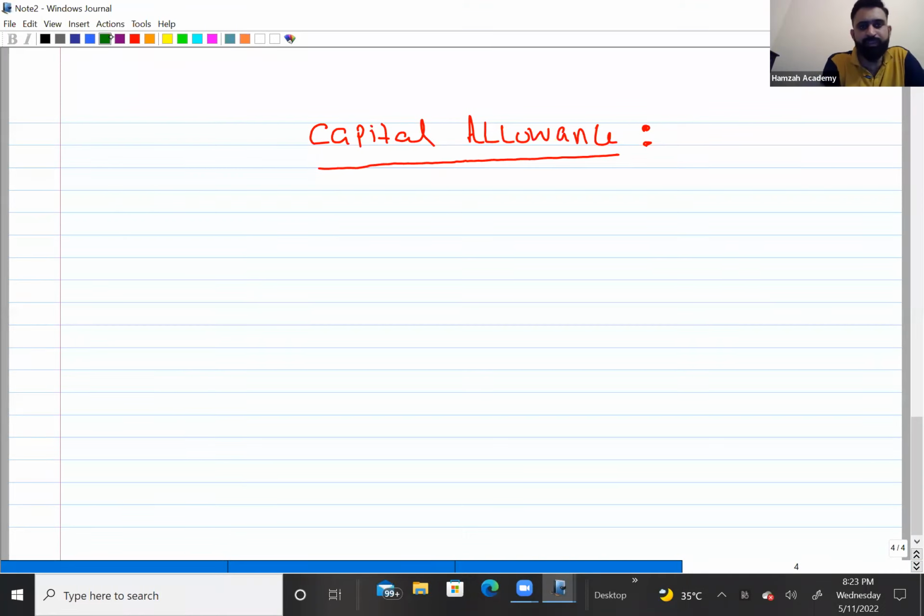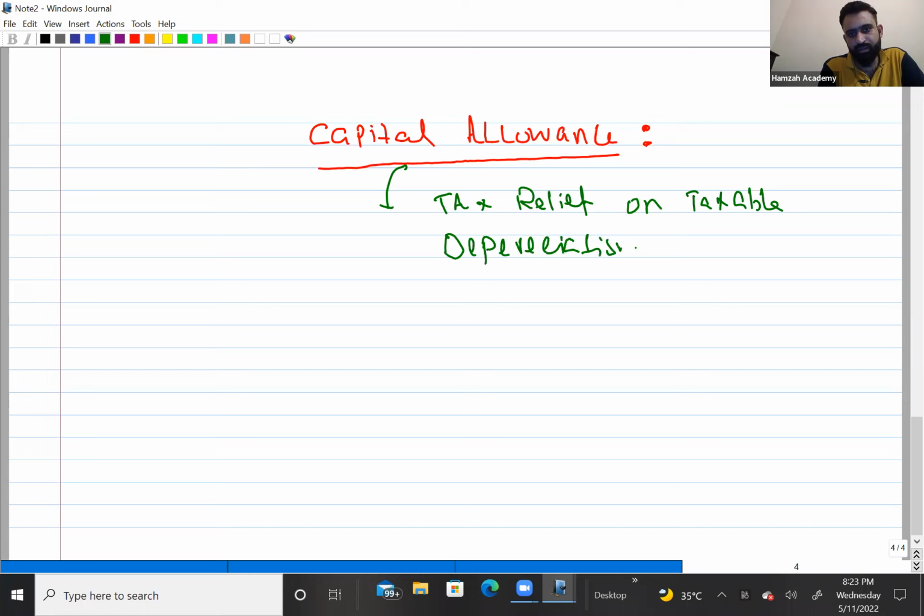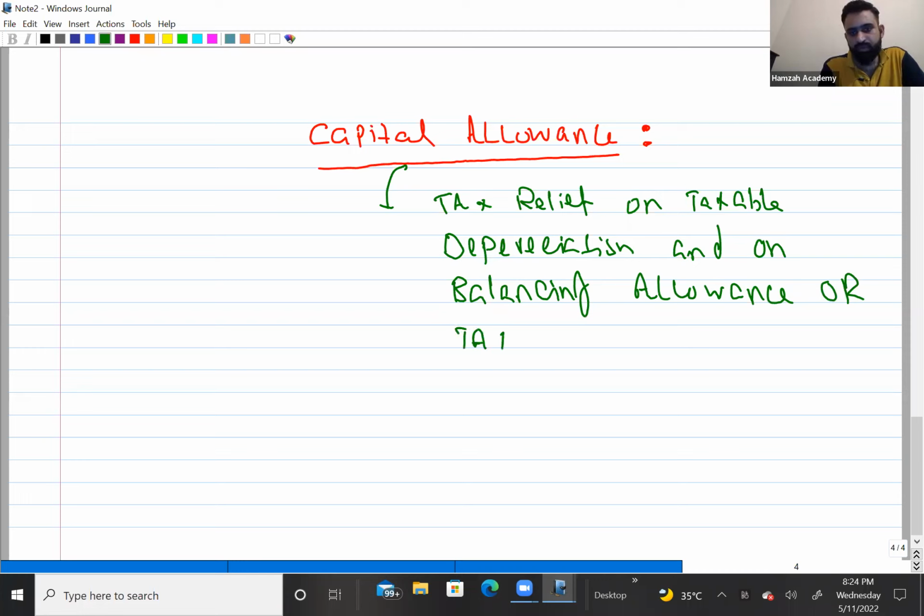Capital allowance means the tax relief on tax depreciation, and on balancing allowance, or tax charge on balancing charge.